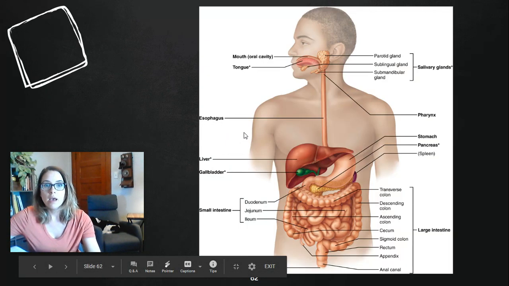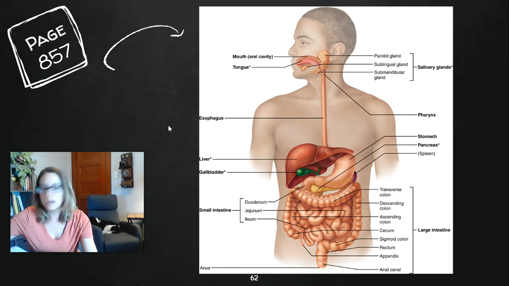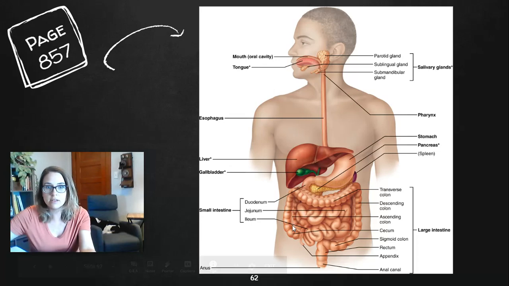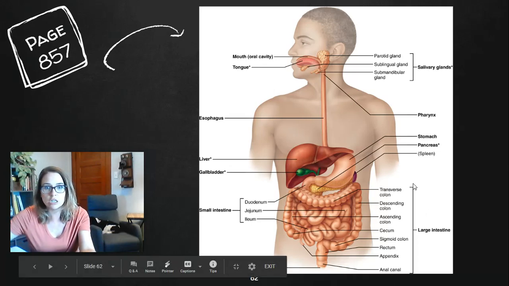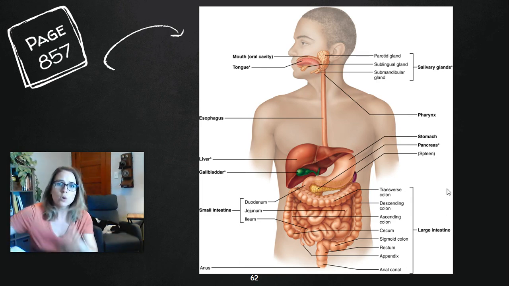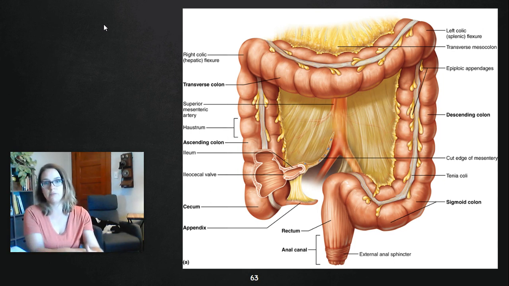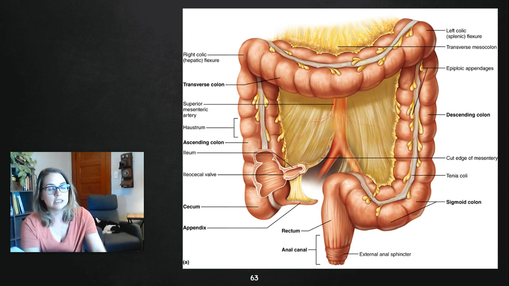All right, so this is a picture that you guys have in your textbook, page 857. It's also a picture we've already labeled in your notes, so you don't have to relabel anything, but we're going to talk about basically all of these structures down here, along with the anus, relating to your small intestine. So you have this picture in your notes, but I'm going to use this one from your textbook, just a little bit more zoomed in of the large intestine itself.